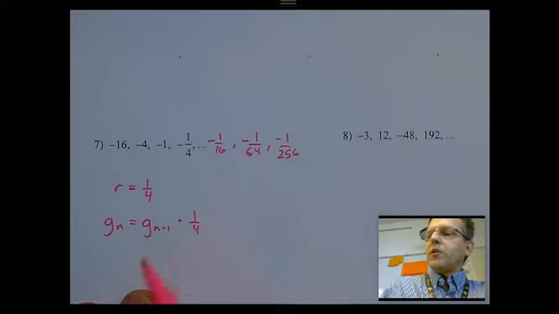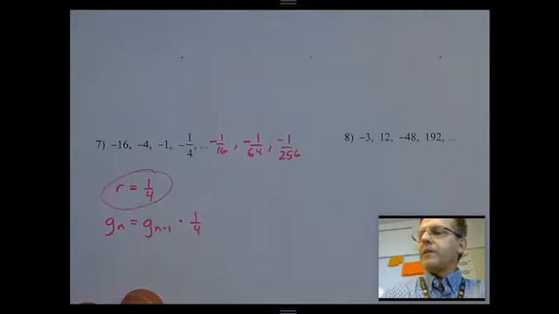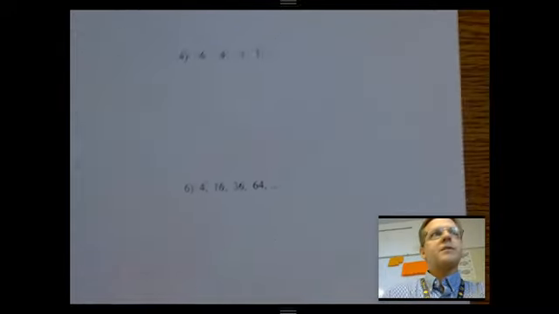So really, I hope you can see that the trick is finding what we are multiplying by. If you find that, you're good to go. Let's do one more tricky one. Let's do number 6.